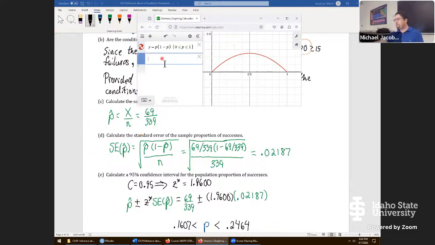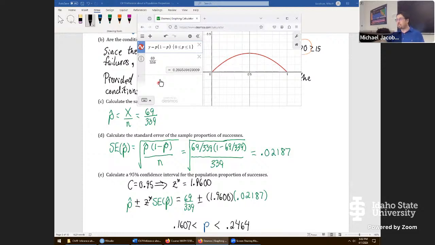For example, if our p hat is 69 out of 339, we get 0.203. So we're about here. Let's see if I can target that well. Let's call that good enough. So at 0.203, we get a 0.1624 altogether.